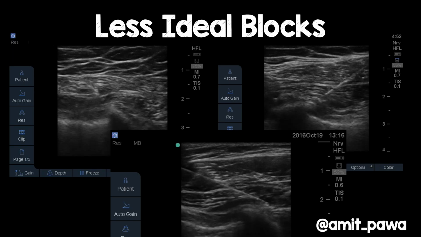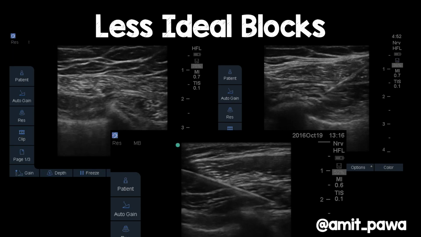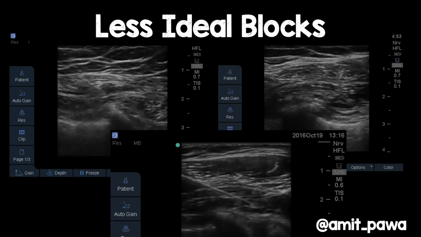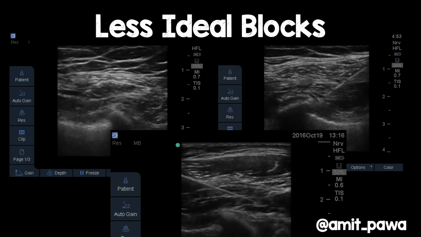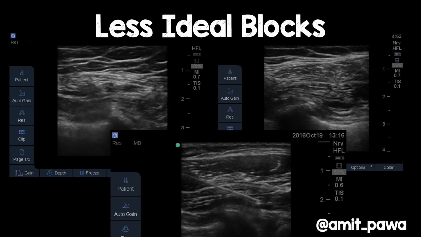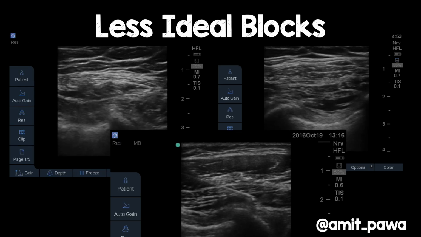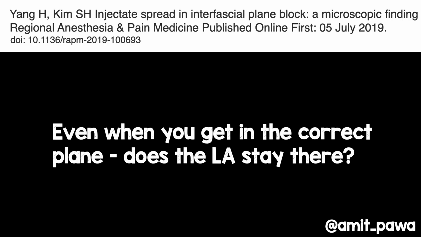You're looking at variable spread of local anesthetic. Sometimes it's opening up the space, sometimes it's intramuscular, sometimes it's within the fascia. Are these ideal blocks, or is the local anesthetic staying where it needs to be, or is it diffusing to the correct place? It's difficult to tell, really. I don't know. Is this good enough?